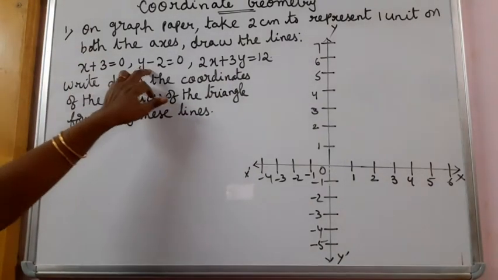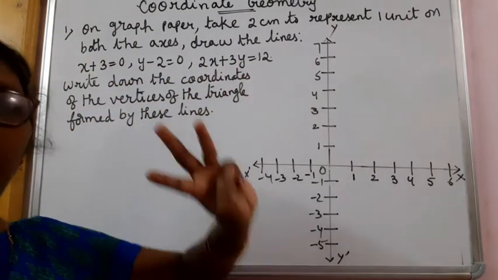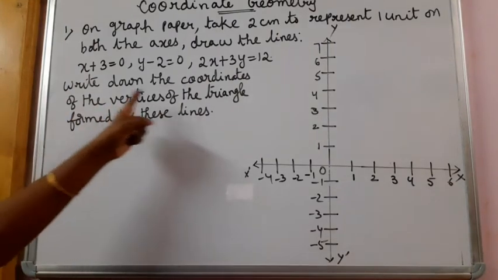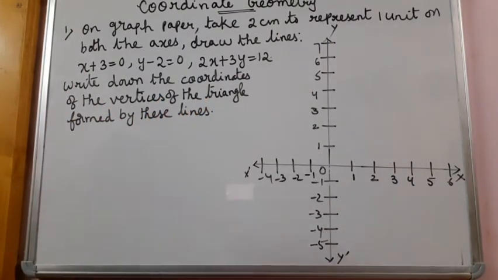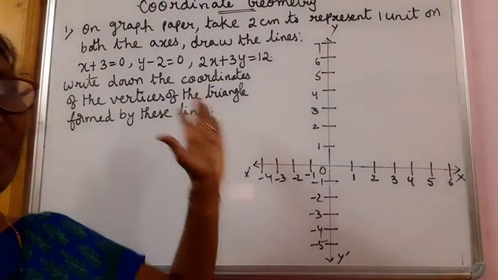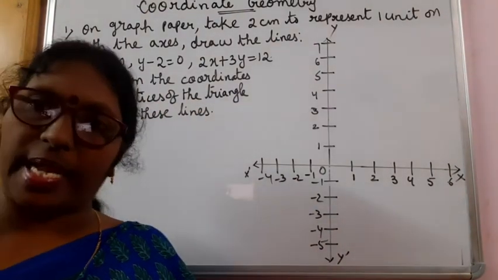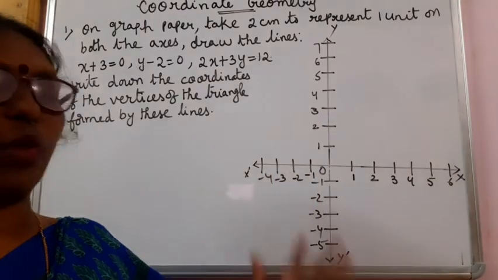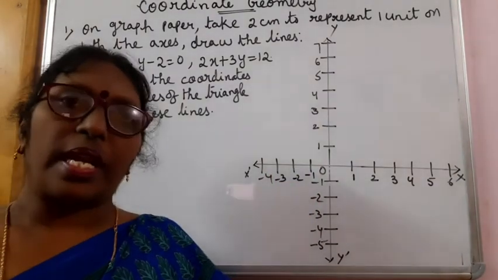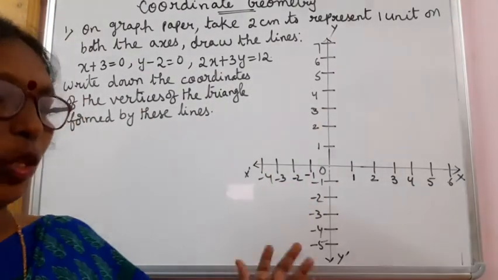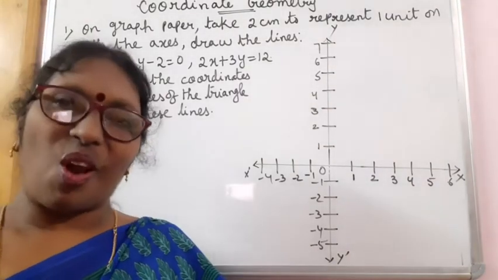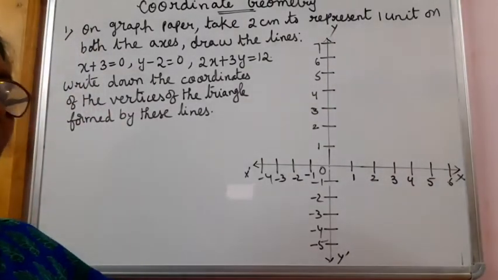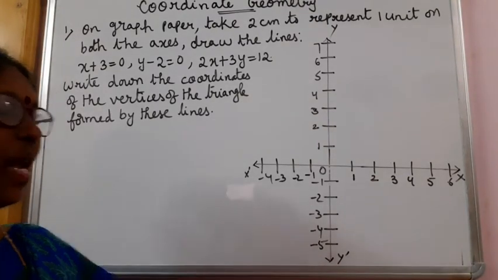When we draw the graphs of these equations, we get 3 lines. Write down the coordinates of the vertices of the triangle formed by these lines. As they are the equations of 3 lines, when we draw the graphs of those 3 lines, a triangle is formed with those lines and we have to find the 3 vertices, the coordinates of the vertices of the triangle.